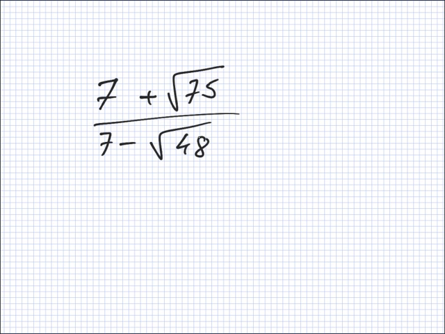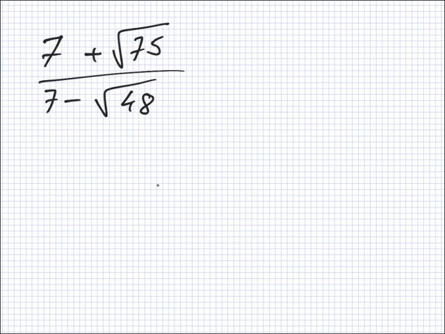Let me give you one to try. We'll make it 7 plus root 75 over 7 minus root 48. My little tip before you start is you should try and simplify these first, make them a little smaller.